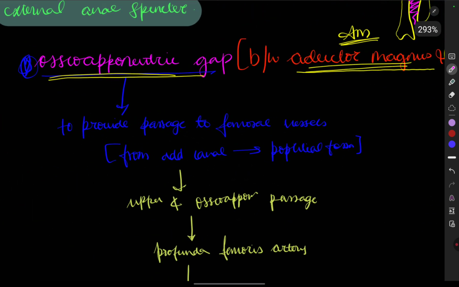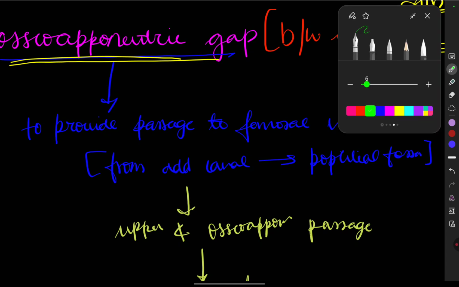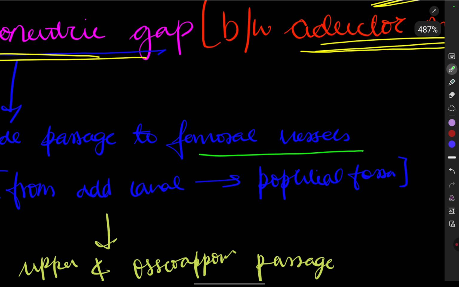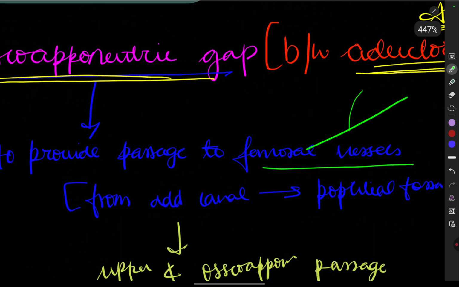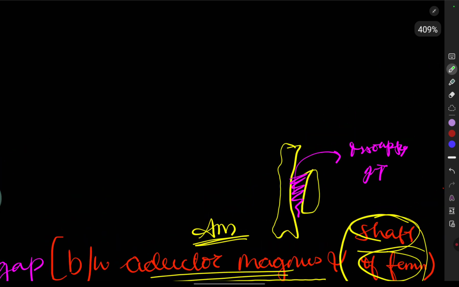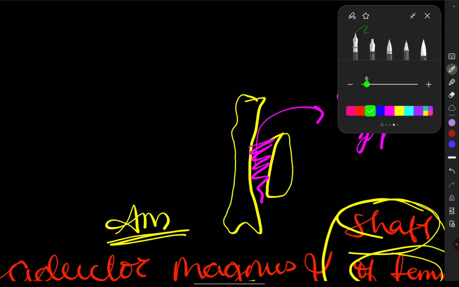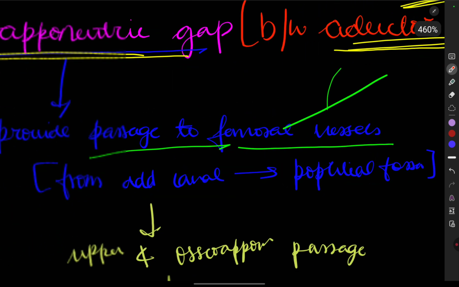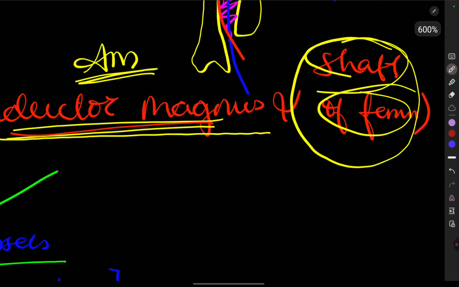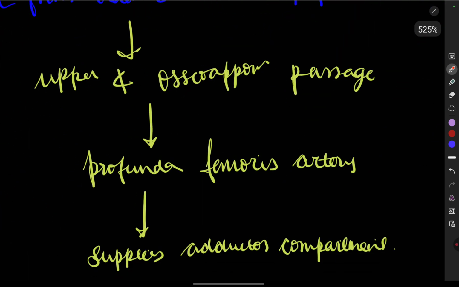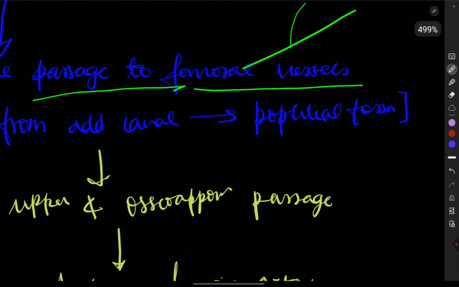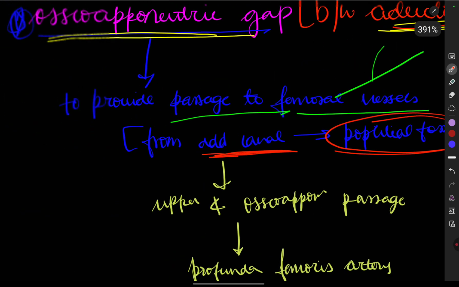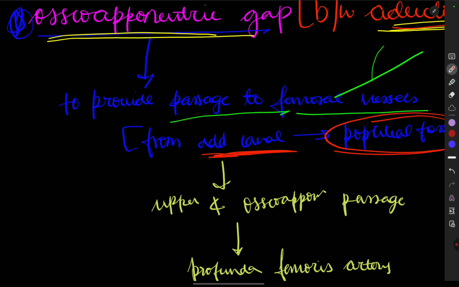Okay, what does it do? It provides passage to the femoral vessels, femoral artery and femoral vein. They are passing through the aponeurotic gap formed by the adductor magnus muscle and between the shaft of the femur and the adductor magnus muscle. It also forms the adductor canal, okay, and extends from the adductor canal to the popliteal fossa.